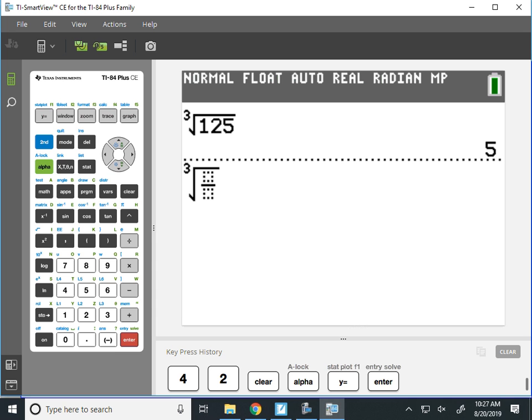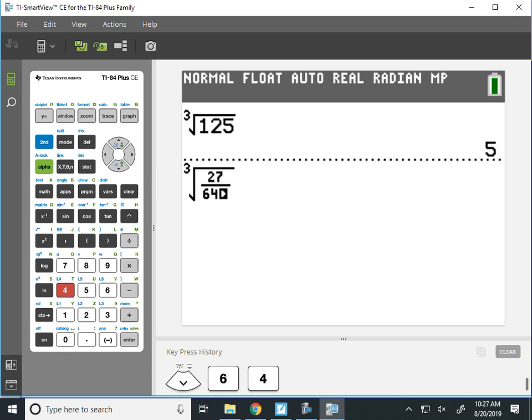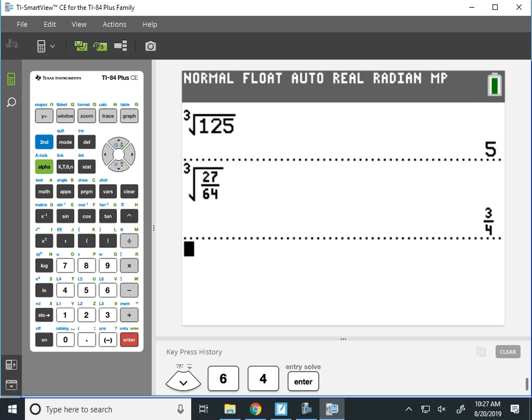And I'll show you guys at any time if you need. Alpha, y equals enter makes the little fraction like this if you want it. Might be helpful as you go through the year. You can type in 27 over 64. Now, it gives me a fraction. If it gives you a decimal, does anyone get a decimal?